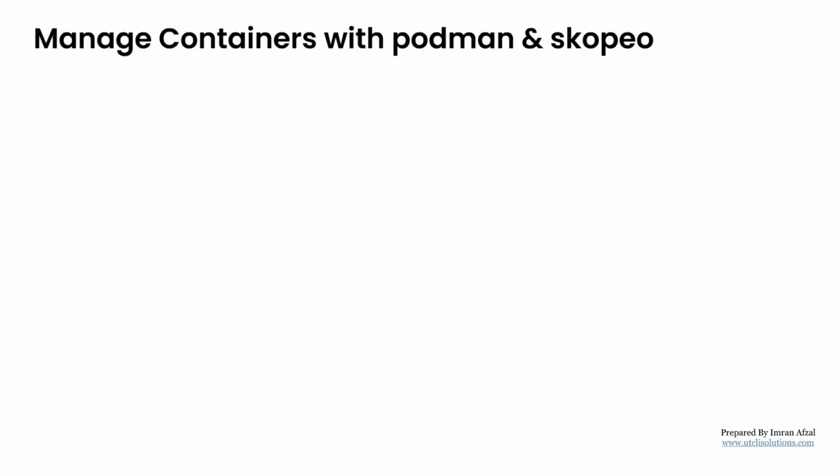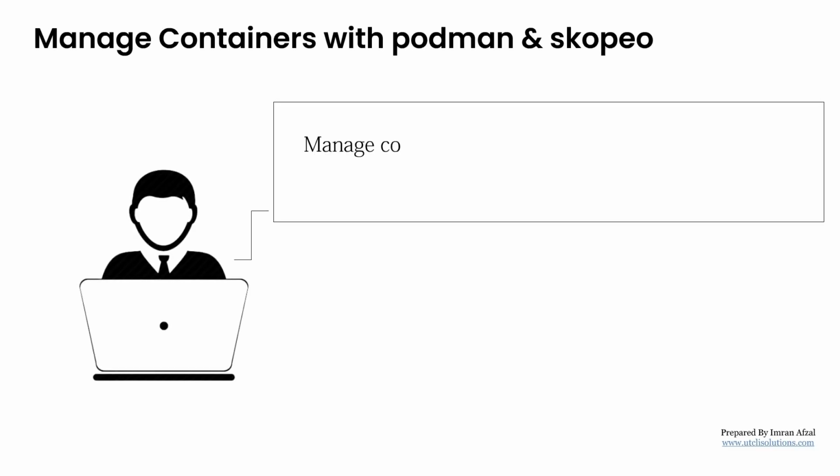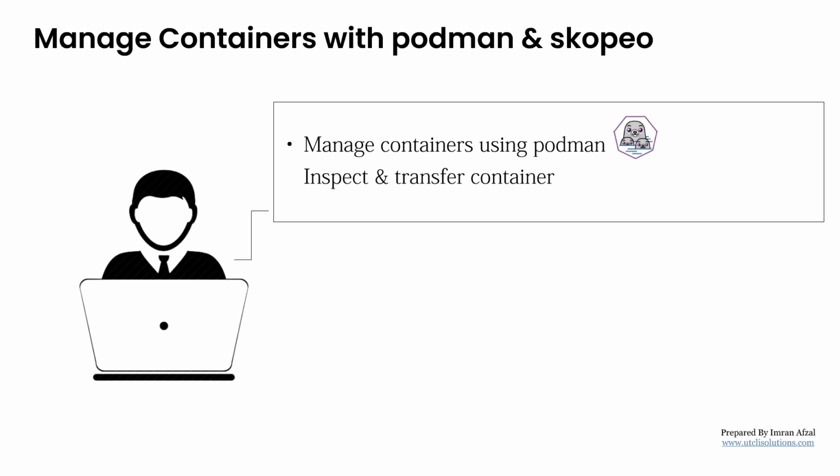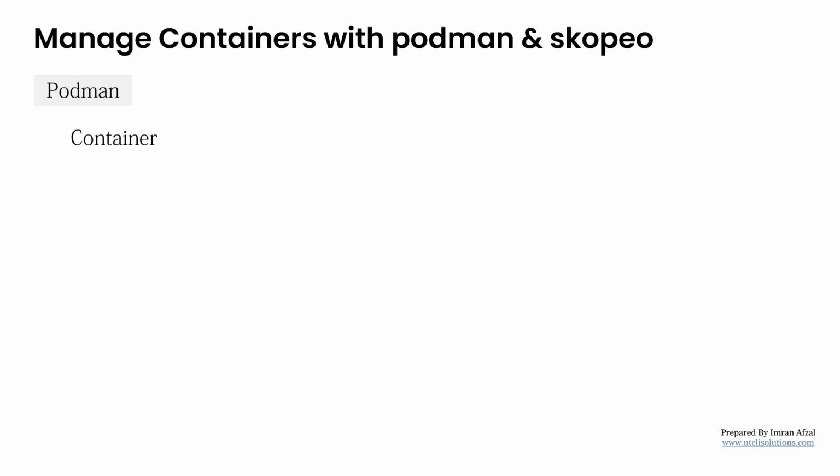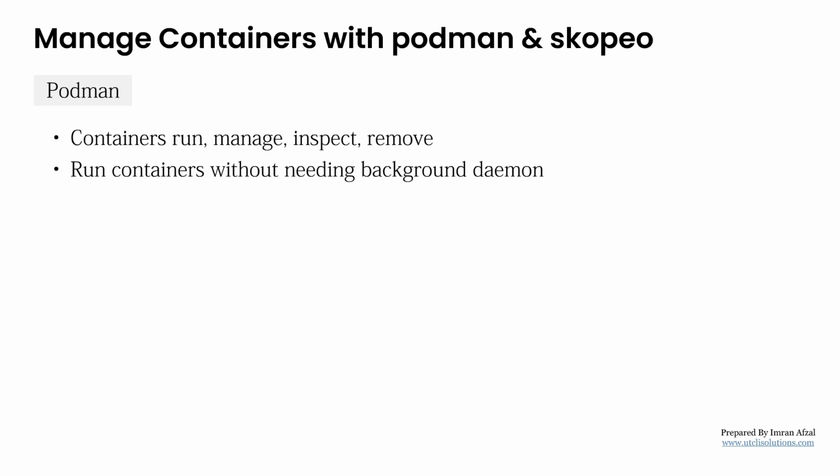In this lecture, we are going to learn how to fully manage containers using Podman and how to inspect and transfer container images using Skopeo. These tools are essential for both RHCSA exam preparation and real-world Linux container management. Podman allows you to run, manage, inspect, and remove containers, all without needing a background daemon. It works similarly to Docker but offers better security by being daemonless and rootless.